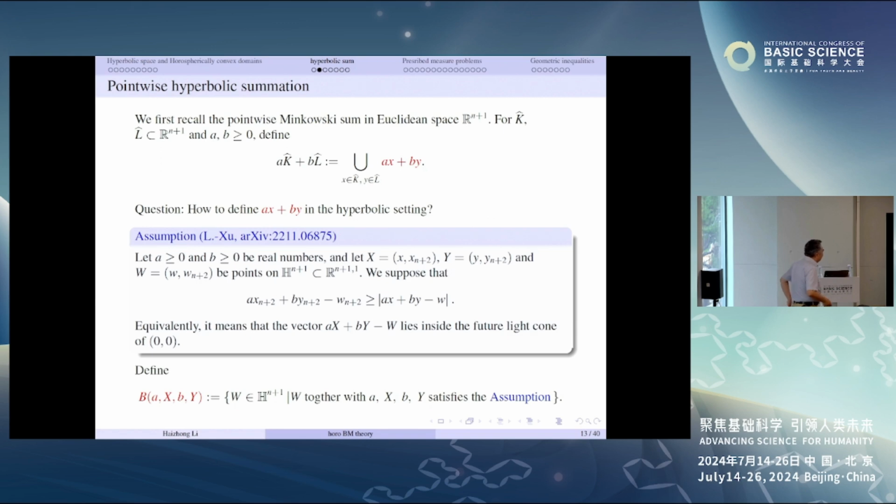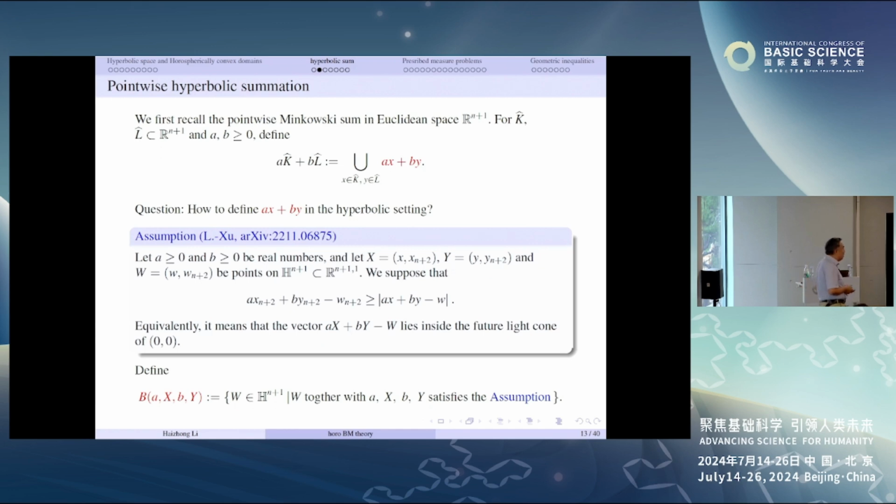Given a non-negative and b non-negative real numbers. We write X as x1, x2, up to xn plus 1, xn plus 2. So the first n plus 1 components I write as capital X. Similarly, I write Y equal to Y, yn plus 2, where the capital Y means the first n plus 1 components. And W, we can write W, wn plus 2. These are three points on the hyperbolic space.